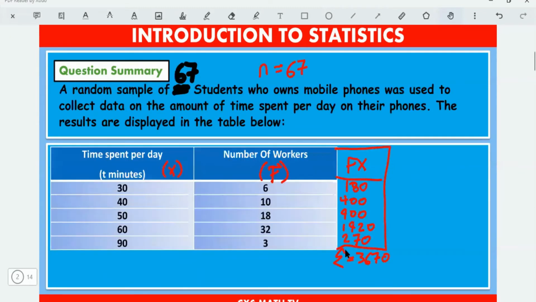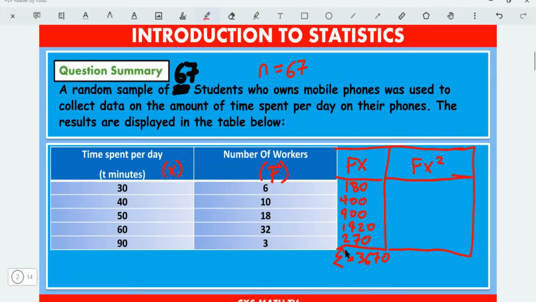But it's easy to calculate. You already have the column with f times x, so now we need a column for f times x squared. Let's work out f times x squared.